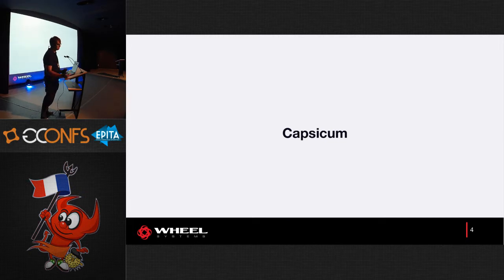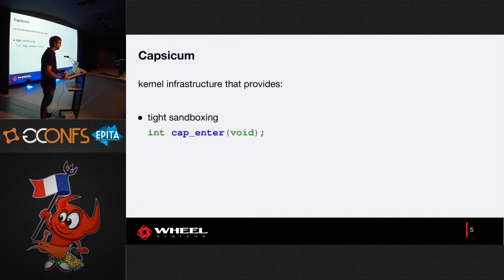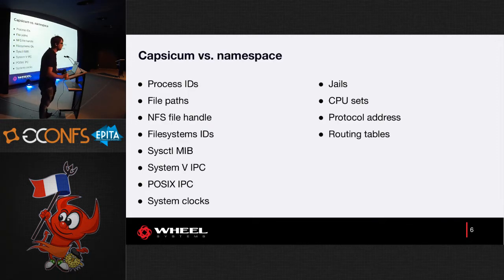Capsicum was introduced in FreeBSD 9. It was implemented mostly in Cambridge by Robert Watson and Jonathan Anderson, with some cooperation from Google, from Ben Lowry. The kernel infrastructure of Capsicum is one simple syscall, cap_enter, which enters the capability mode. After calling the syscall, we don't have access to any global namespaces. So here are all the global namespaces that we have in FreeBSD. For example, if we enter the capability mode, we don't have access to the file path namespace. That means we cannot open any directories or files on our disk anymore. Or we don't have access to the protocol address namespace, which means that we cannot create any connection to the network.